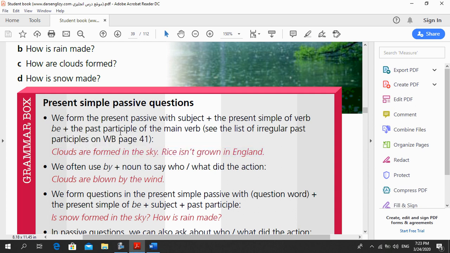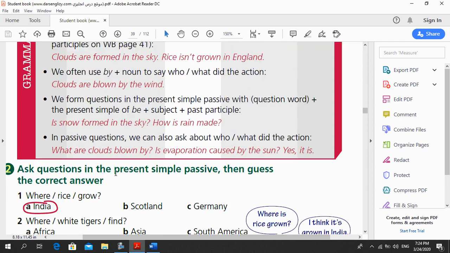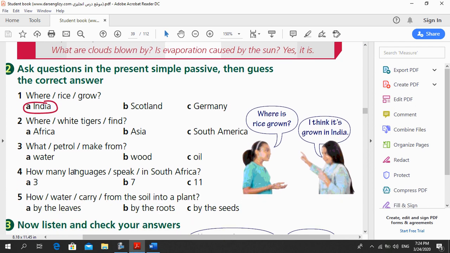How do you make the present simple passive? It's very easy. Am or is or are plus the past participle of the main verb. Super easy. Let's answer some questions.